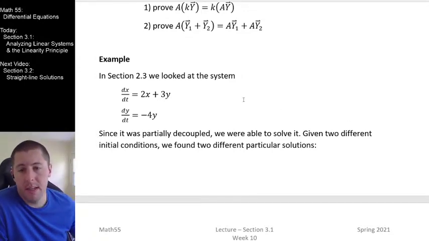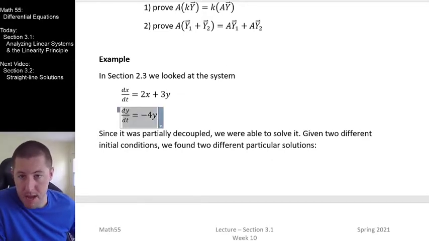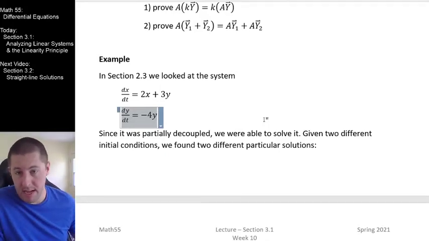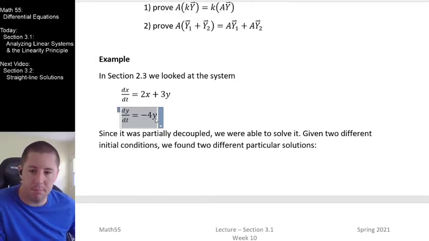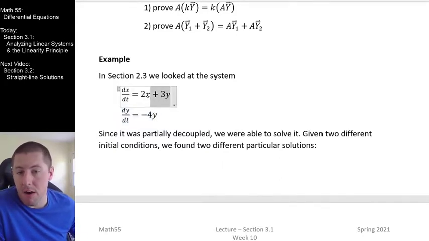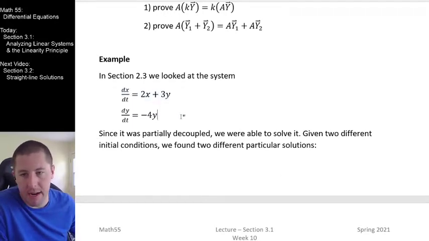And what we noticed was this is only a partially coupled, or you could say partially decoupled, system because this second differential equation had no x's in it anywhere. So this one we can directly solve for y. We can easily find that y is going to be e to the negative 4t plus a constant. We could then plug that function of t that we found for y into our second differential equation, and then solve this as a linear differential equation using an integrating factor. It's exactly what we did back in section 2.3.